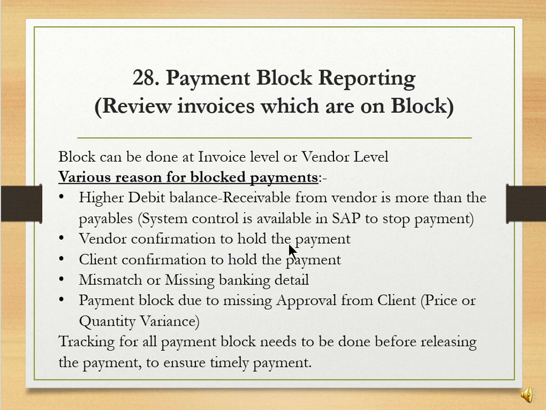And then vendor confirmation to hold the payment. If the vendor is asking you to hold the payment, then you can block it at that time. And client confirmation to hold the payment. When our client advises us to hold the payment, we can hold it. And whenever there is a mismatch or missing bank details, then we will block the invoice. Payment block due to missing approval from client: when there is an approval pending on an invoice, in such cases we can block the invoice. Example, price and quantity variance. If it is pending for approval, then we can block the invoice.